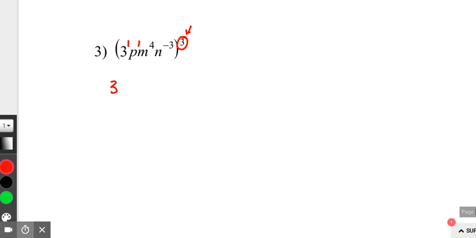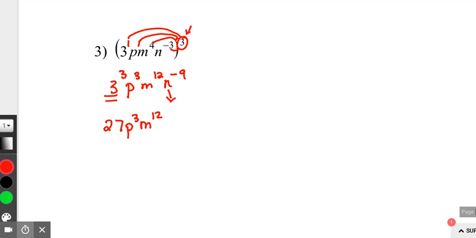So for the 3, 1 times 3 is 3. For the p, 1 times 3 is 3. For the m, 4 times 3 is 12. And for the n, negative 3 times 3 is negative 9. Now I need to go ahead and take care of 3 to the third power. That is 27. And my n has a negative exponent, so I'm going to move it down. Okay, leave the p to the third and the m to the 12th in the numerator where they're supposed to be. And that would be my final answer.